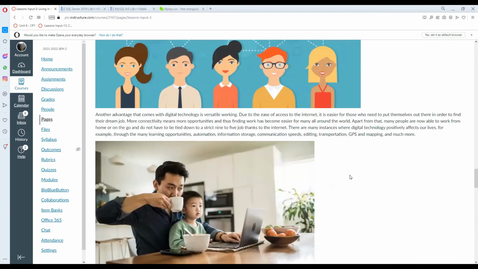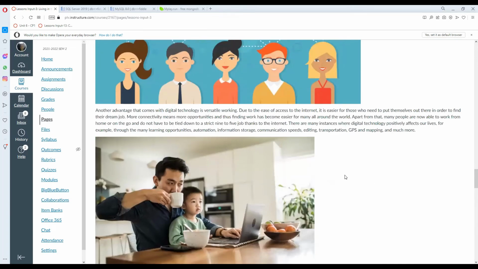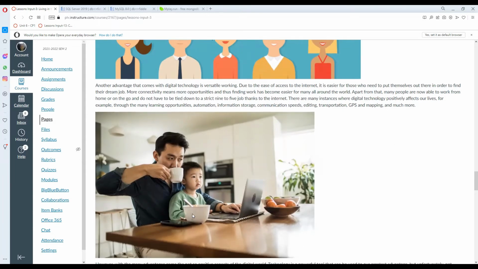Another advantage that comes with digital technology is versatile working. Due to the ease of access to the internet, it is easier for those who need to put themselves out there in order to find their dream job. More connectivity means more opportunities, and thus finding work has become easier for many all around the world. Apart from that, many people are now able to work from home or on the go and do not have to be tied down to a strict 9 to 5 job thanks to the internet.